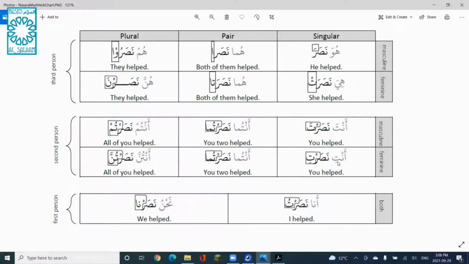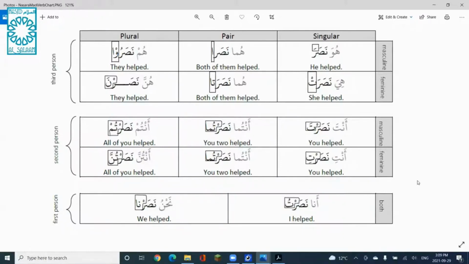So anti, easy, it just took the ta with the kasra. Antuma is the same, and nasartunna, from antunna, we just took the tunna part. Okay. Ana is nasartu. Nahnu nasarna. So we just took the noon and the alif. So inshallah, this is a pattern for fa'ala.